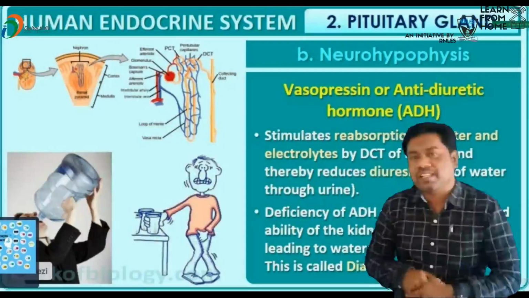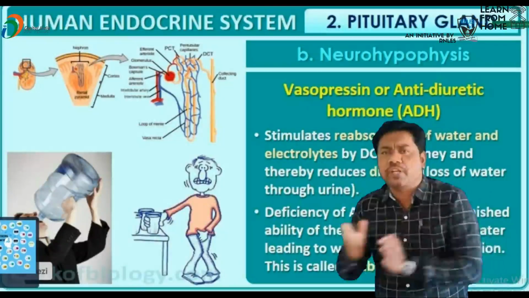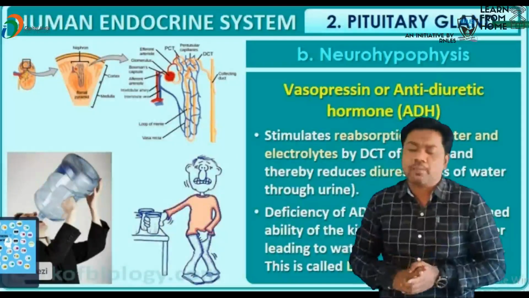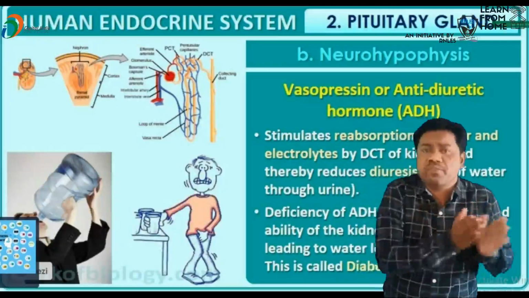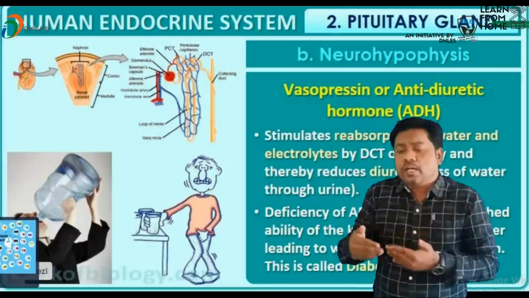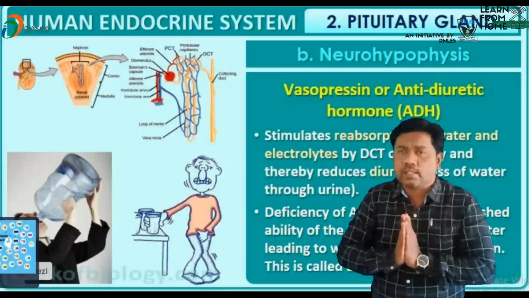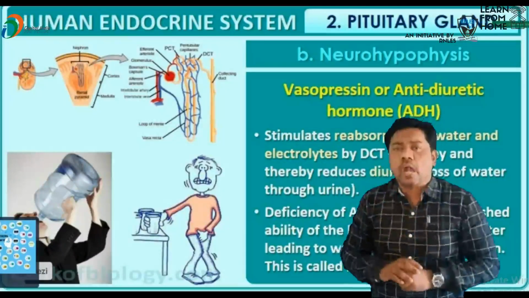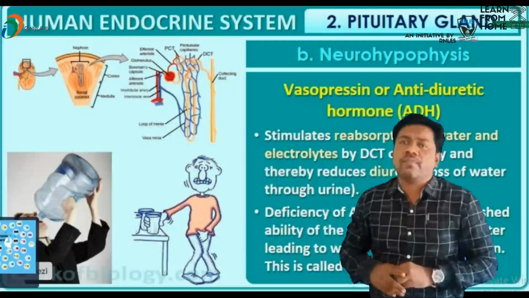Vasopressin is also known as anti-diuretic hormone, simply known as ADH. A means anti, D means diuretic hormone. Why is this ADH hormone known as vasopressin? Vaso means blood vessels, pressin means press. Due to this hormone, what happens? Blood pressure increases. The blood vessel lumen is narrowed under the influence of this hormone.